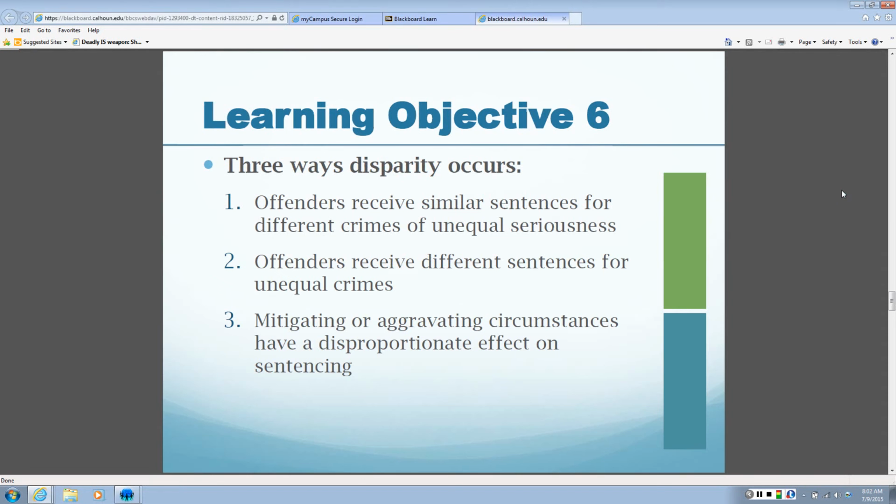Why has sentencing reform occurred? Because we have a lot of disparity in sentencing across the board in this country. Even in the same state, you could have two defendants who are charged with the exact same offense, but one judge may sentence them to a really long sentence, another judge may sentence them to a really short sentence. So there is some disparity.